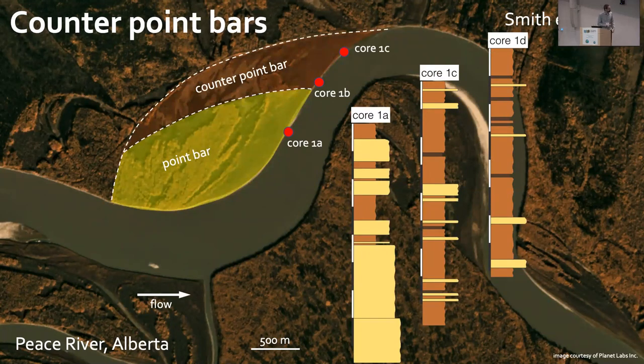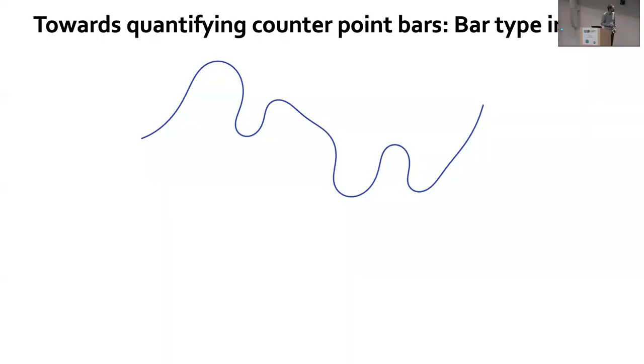And mathematically speaking, this hasn't really been quantified before, but essentially you can quantify it by saying that whenever the vectors are pointing in the same direction, that's a point bar, and then as I go downstream, they go into opposite directions. So we can try to do that, and we just call this a bar type index.